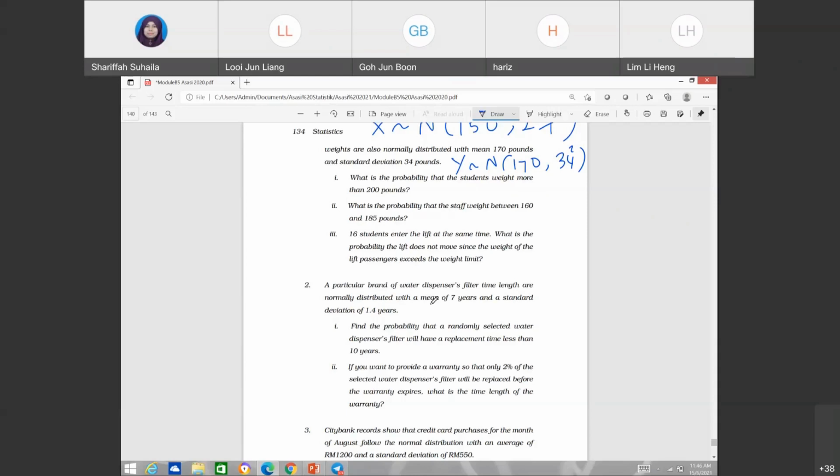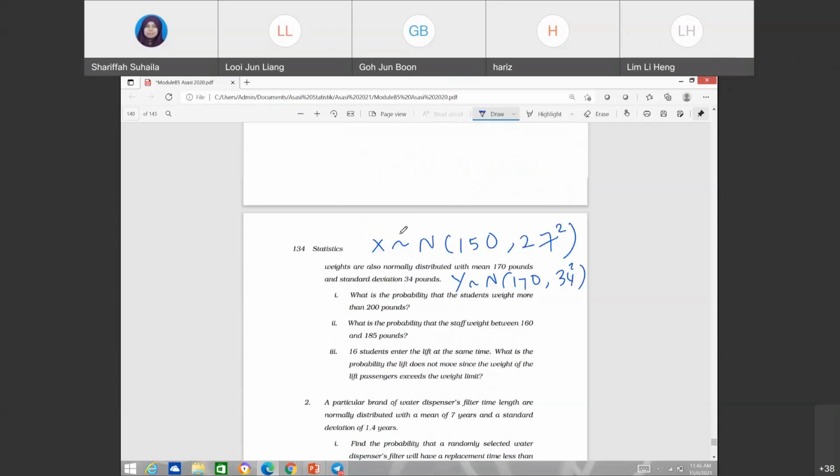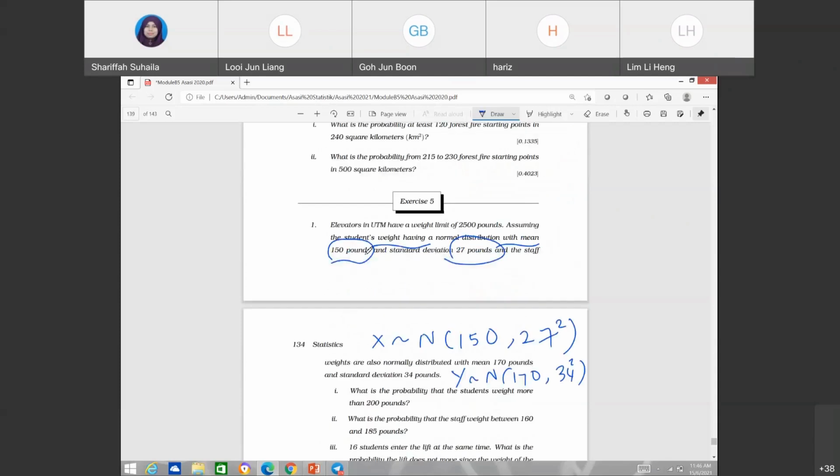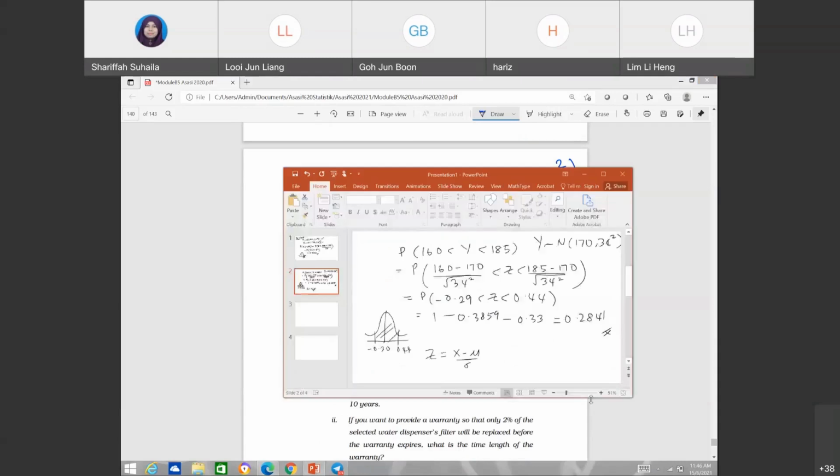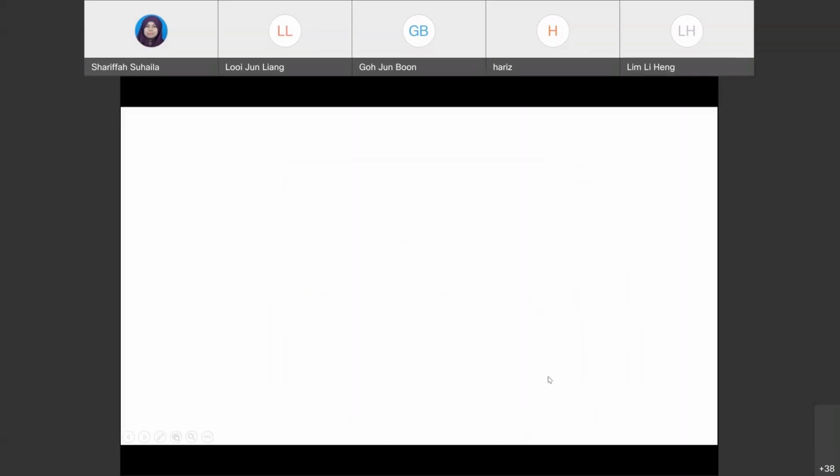The weight of the lift passengers is the weight of your 16 students. If I ask you, your X is normally distributed, the mean is 150 and standard deviation is 27. Now you have 16 students. So how do we solve this? Part 3.